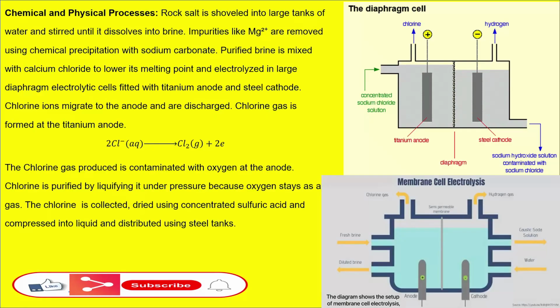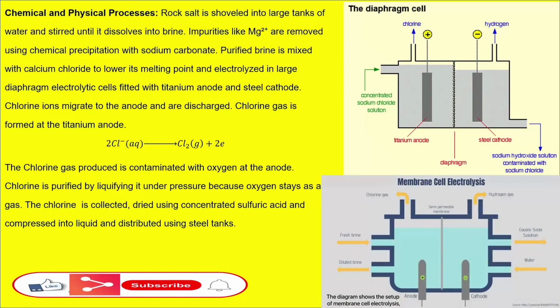Impurities like magnesium ions are removed using chemical precipitation with sodium carbonate. Purified brine is mixed with calcium chloride to lower its melting point and electrolyzed in large diaphragm electrolytic cells fitted with titanium anode and steel cathode. Chlorine ions migrate to the anode and are discharged.